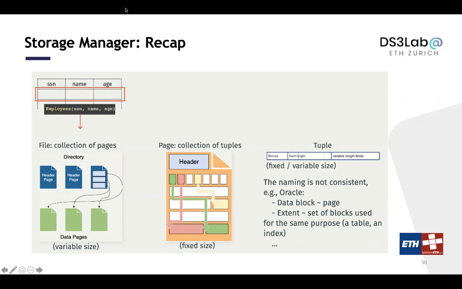Just a quick question. Are the tuples stored right after one another in the file? Did I understand this correctly? Can you say it again? The tuples themselves. Are they stored right after one another? So one tuple comes and then right afterwards you have the next tuple?